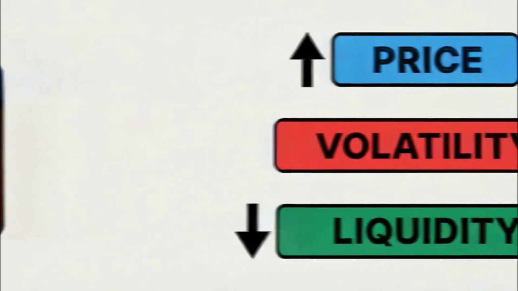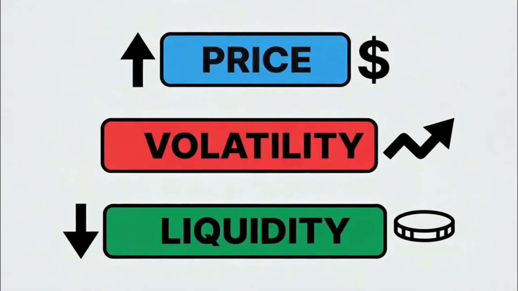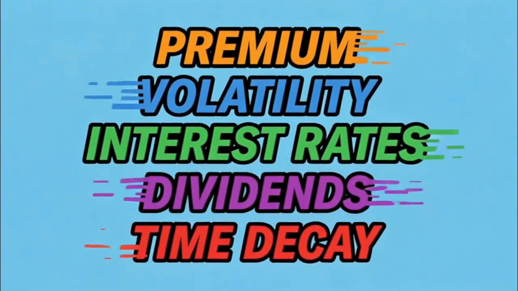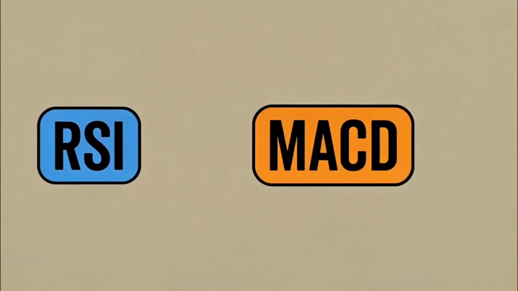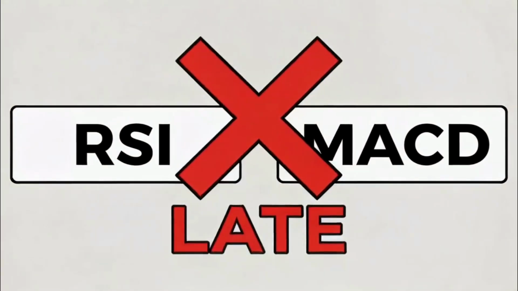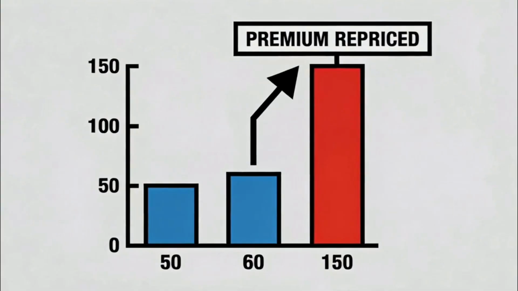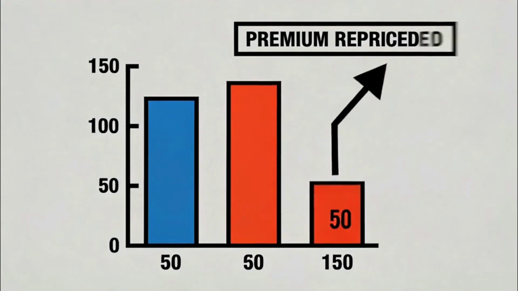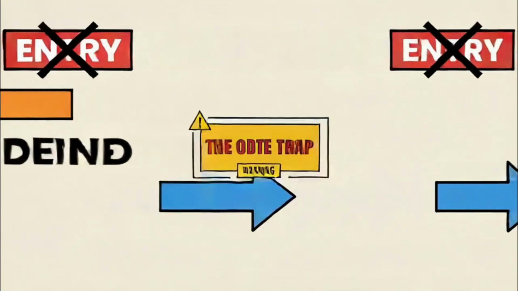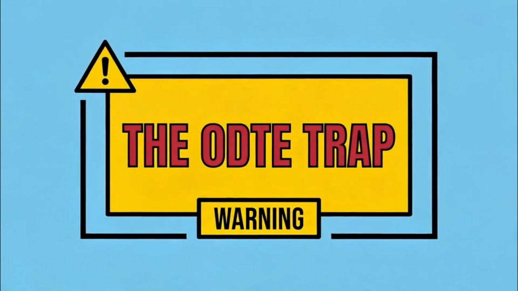These contracts expire the same day, which means price, volatility, liquidity, and time decay can all shift extremely fast. RSI and MACD are not useless, but used alone, they can be late. By the time they confirm the move, the option premium may have already repriced, the spread may have widened, and the clean entry may already be gone. That is the zero DTE trap.